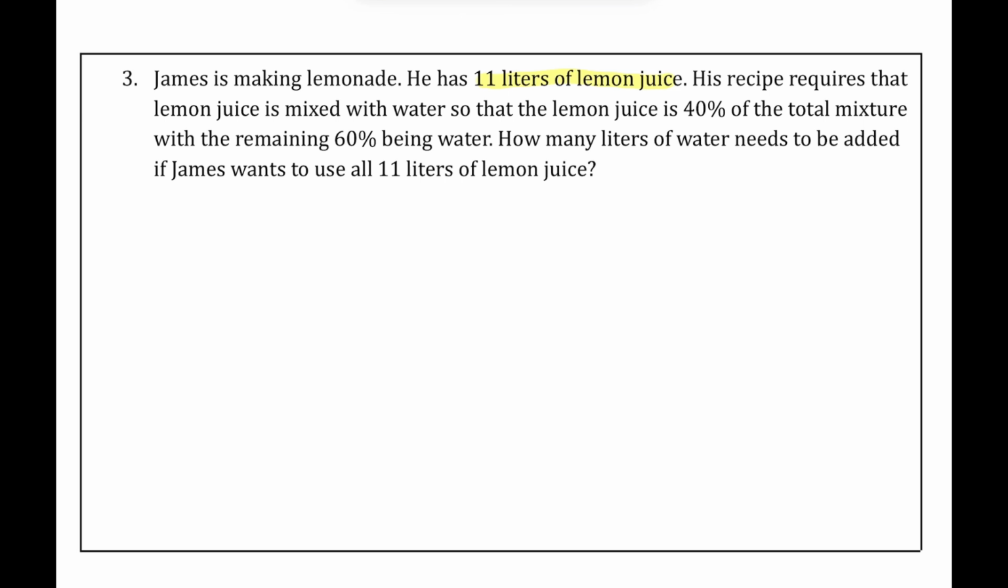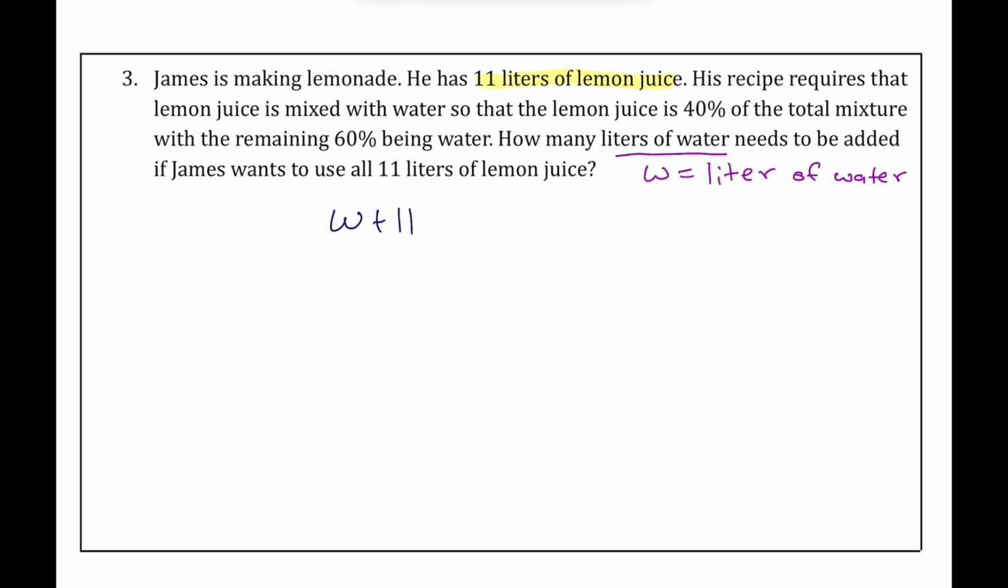So the unknown value that we're going to need to assign a variable to is the liters of water. So we can let W represent how many liters of water need to be added. We know that the total amount of liquid is going to be water and lemon juice. So we need to combine the 11 liters of lemon juice with our unknown amount of water. To write that out, W plus 11 is going to be the total amount of liquid, right? The liters of water combined with the 11 liters of lemon juice.